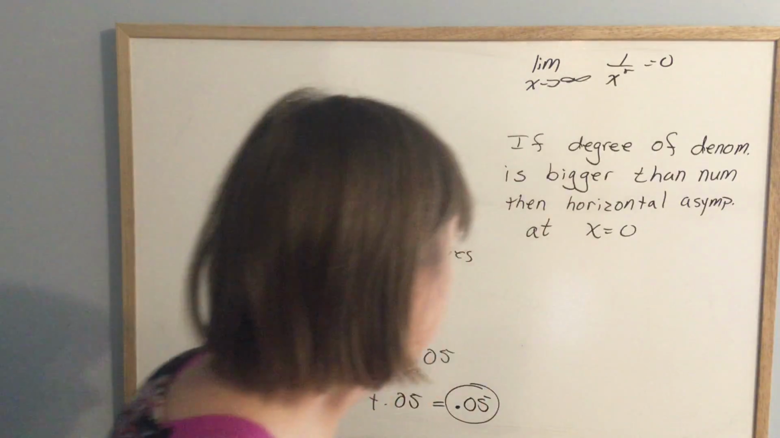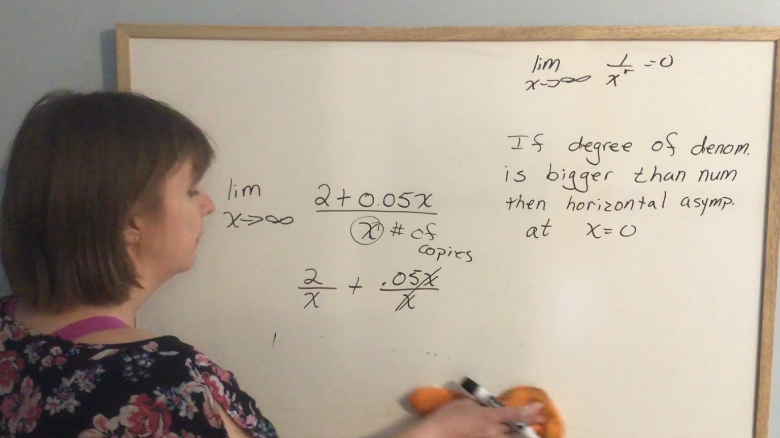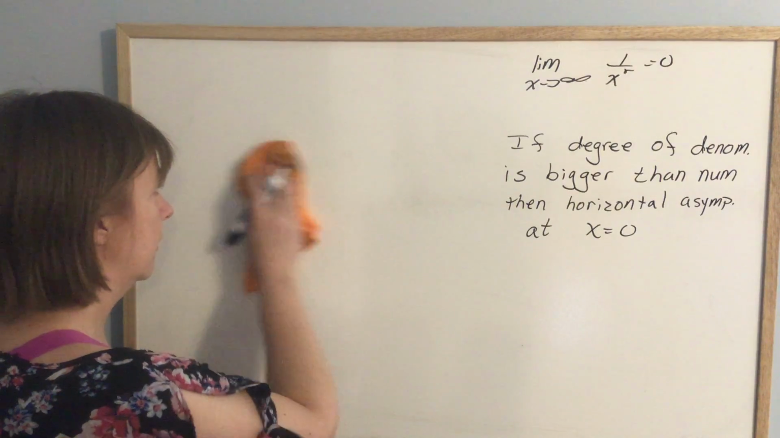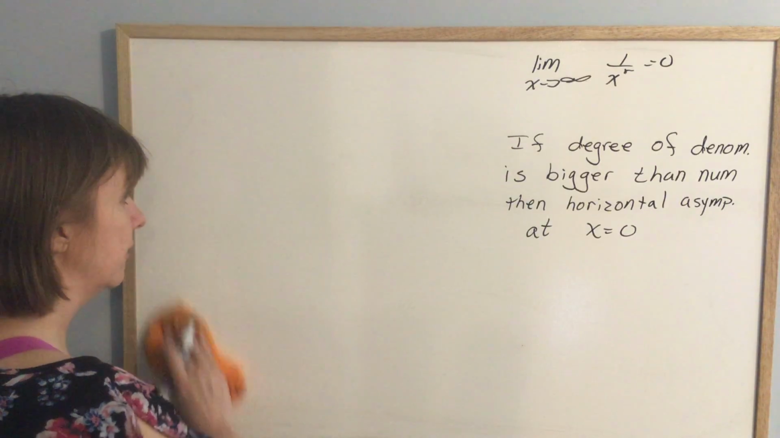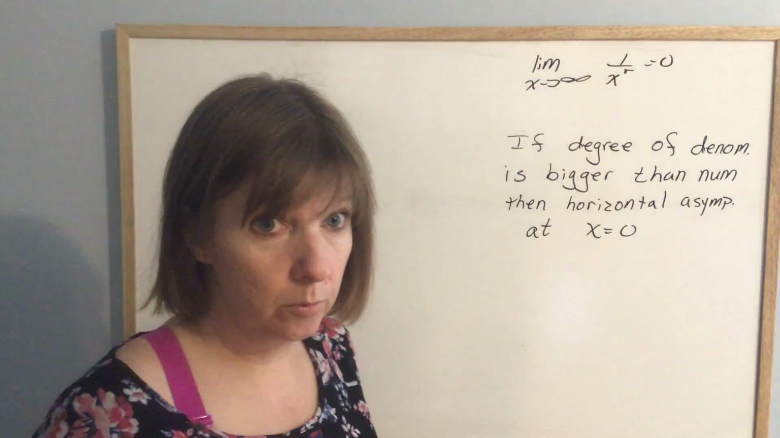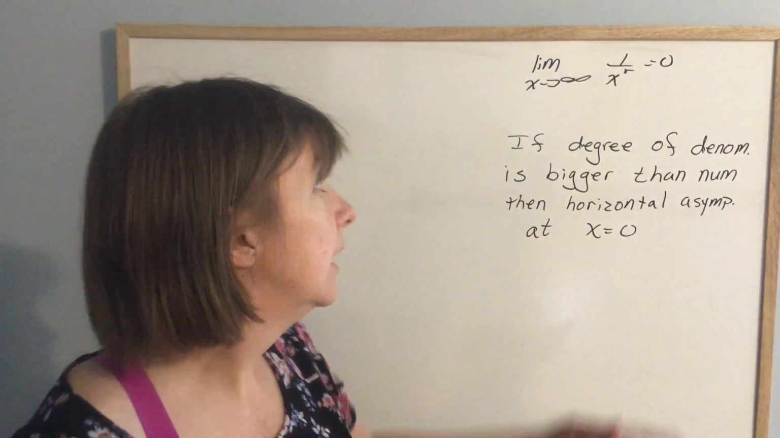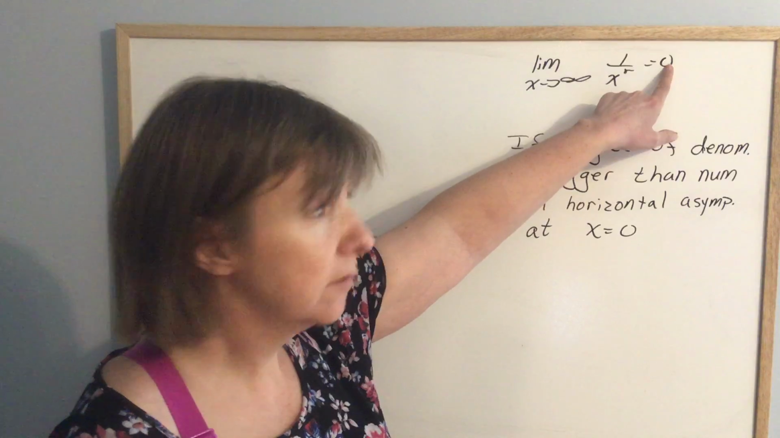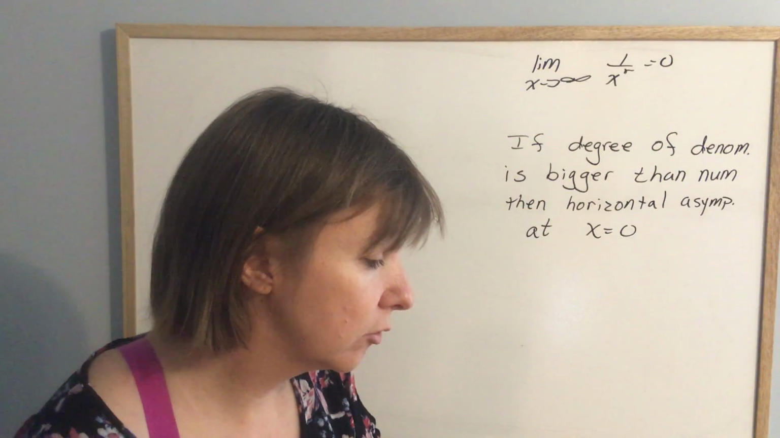All right. So if the degree of the denominator is bigger than the degree of the numerator, then there's automatically a horizontal asymptote at 0. In other words, the limit will be 0. If you're talking about it in terms of limits, my limit as x approaches infinity is 0, as long as the degree of the denominator is bigger than the degree of the numerator.